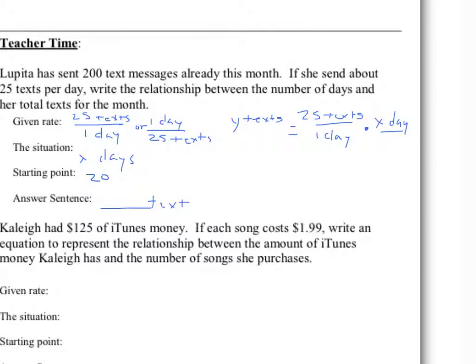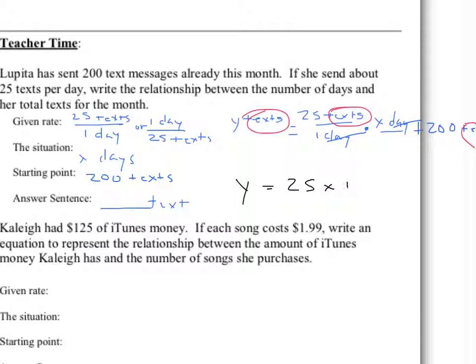Yep, 200 texts. I really like that she threw the units in there because that helps us check. As I come through, days cancels out with days, but then I have texts equals texts plus texts. So yes, this is good. Let's go ahead and write it out. Y is equal to 25 times x plus 200.